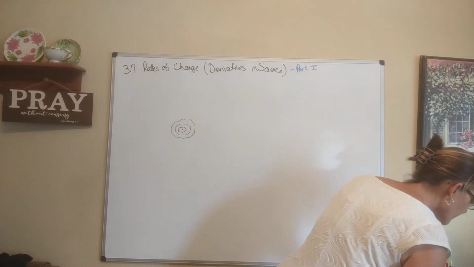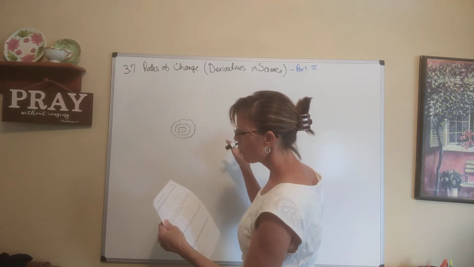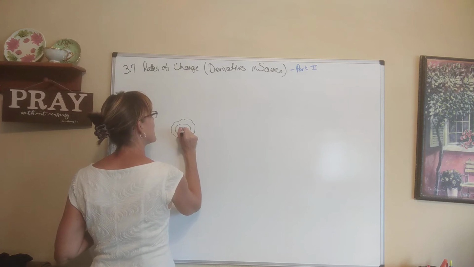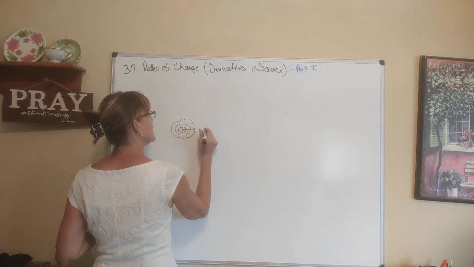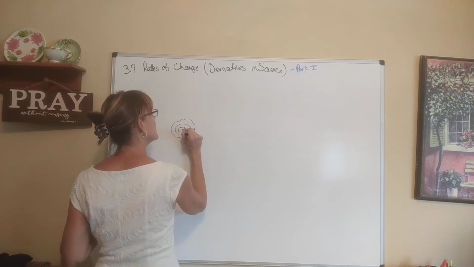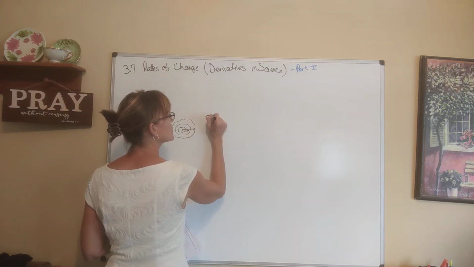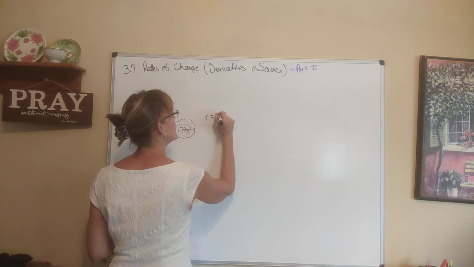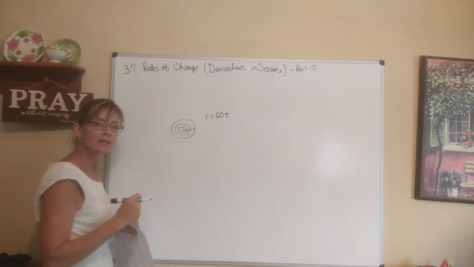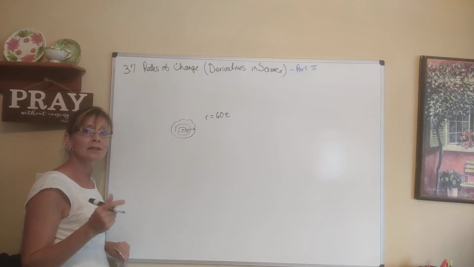It says the rate that it's traveling outward is 60 centimeters per second. Okay. How fast is this traveling outward? It is traveling outward at 60 centimeters per second. So that means, see this radius right here? It's changing all the time as time passes. So the radius is a function of time. The radius is equal to 60t because it's changing at 60 centimeters per second. So let's say after 1 second has passed, the radius is 60 centimeters.